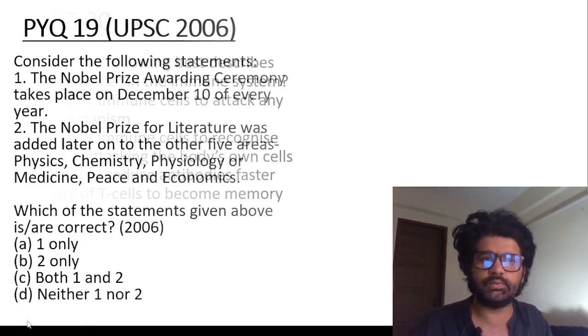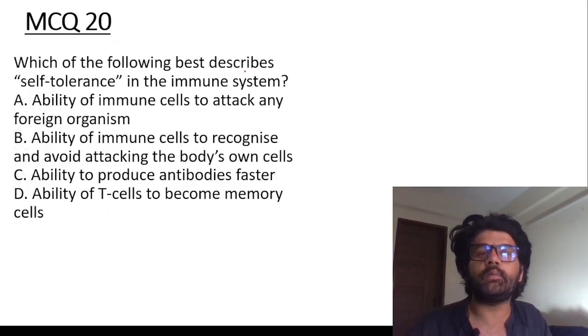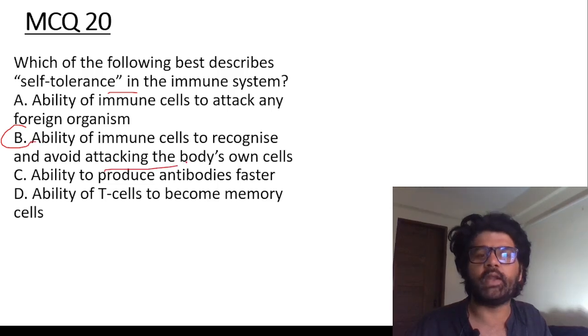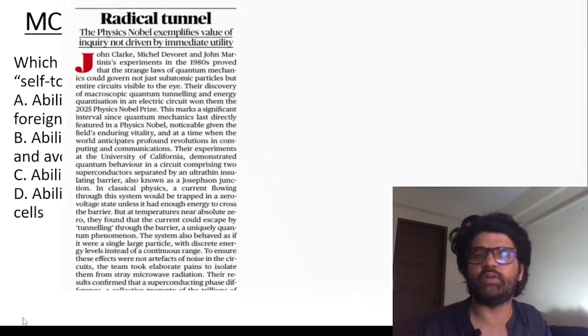MCQ 20. Which of the following best describes self-tolerance in the immune system? The ability of immune cells to recognize and avoid attacking the body's own cells. That is self-regulation or self-tolerance.